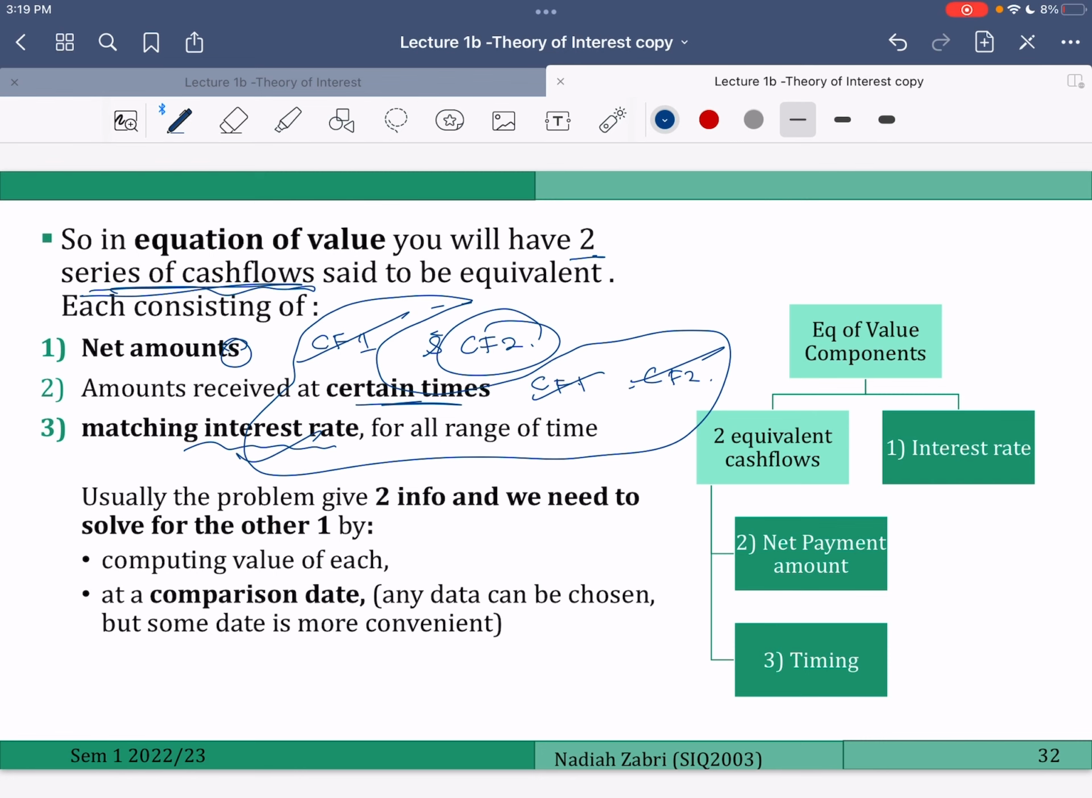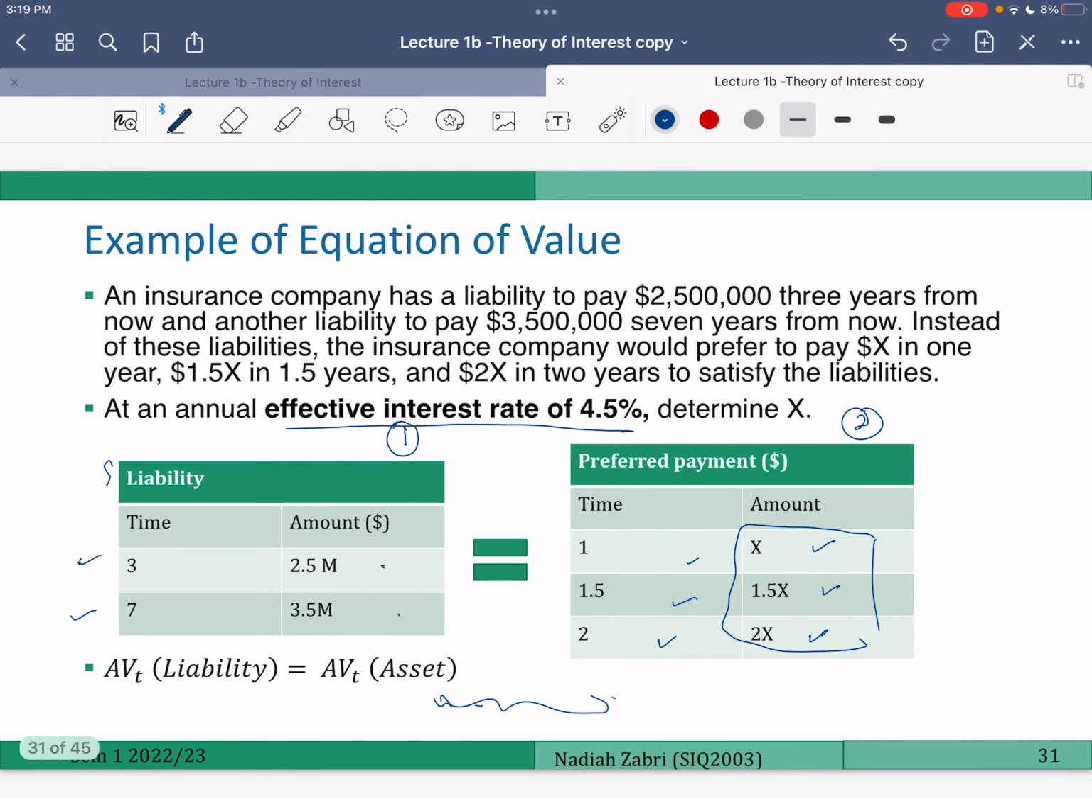So how do we solve? For example, in this case, when we are equating, where are we valuing these two cash flows? So this one, the accumulated value for the liability, is valued at time t. What t should we use? The answer is we can value at any t. It doesn't matter. Equation of value can be valued at any t. Why is that so?